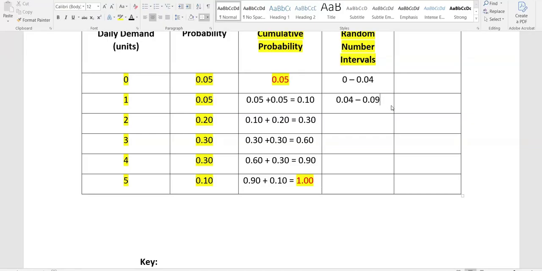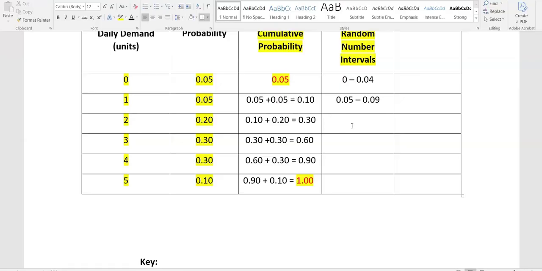Sir, the next line should start with 0.05, sir. Yes, 0.05, that's correct. 1 unit more than 0.04 gives us 0.05, to 1 unit less than the cumulative probability that we're in. Are you following? Person who asked the question, I didn't pick up the name. Yes, sir, I'm following you.